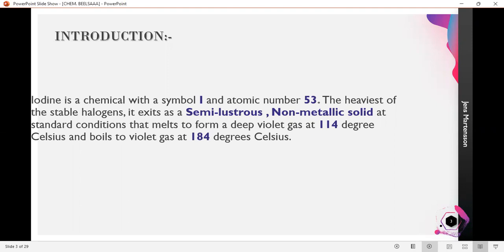Iodine is a chemical with the symbol I and atomic number 53. The heaviest of the stable halogens, it exists as a semi-lustrous non-metallic solid at standard conditions that melts at 114 degrees Celsius to form a deep violet liquid, and boils to a violet gas at 184 degrees Celsius.